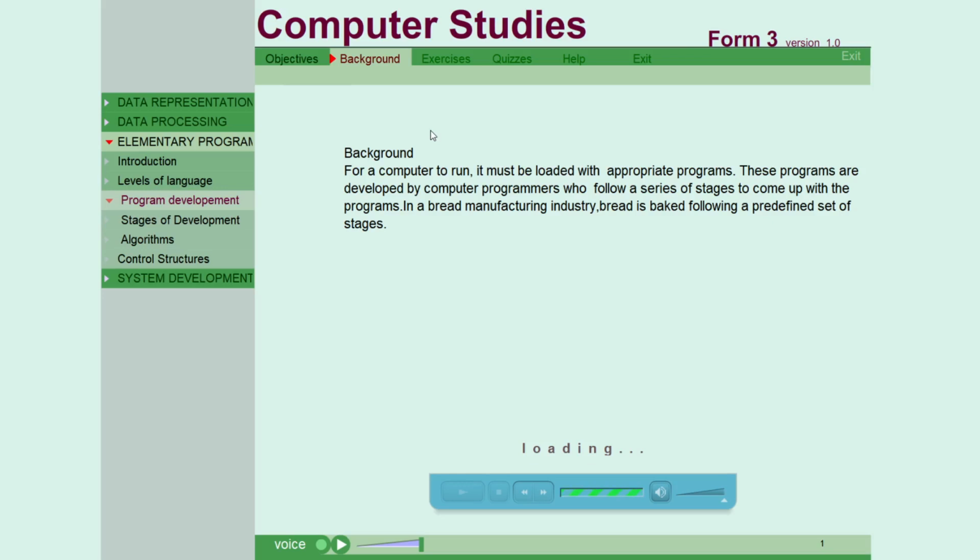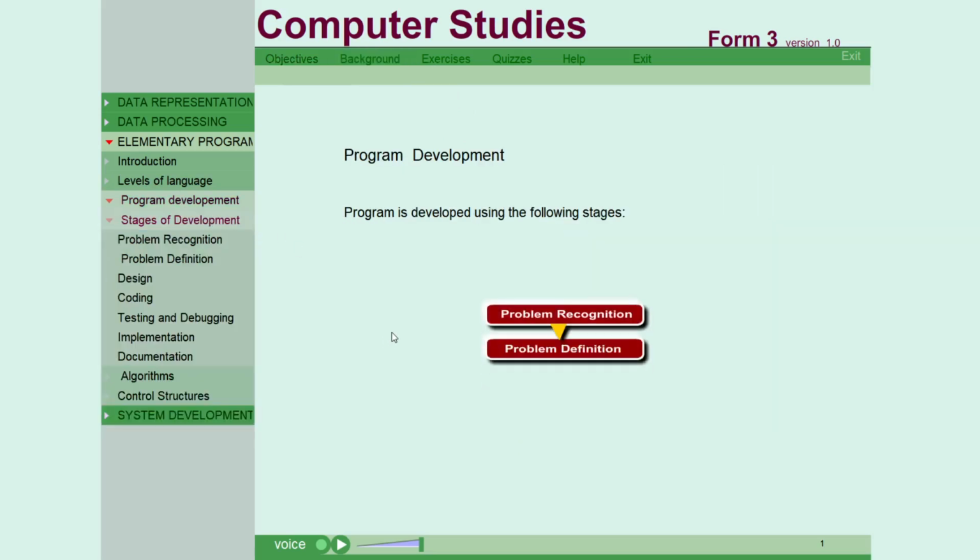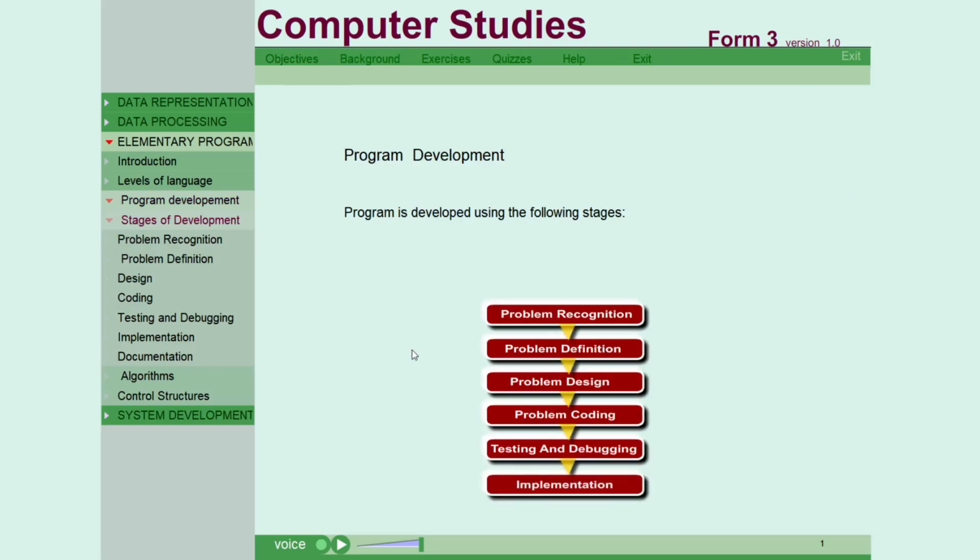In a bread manufacturing industry, bread is baked following a predefined set of stages. Program is developed using the following stages: problem recognition, problem definition, program design, program coding, testing and debugging, and program implementation.